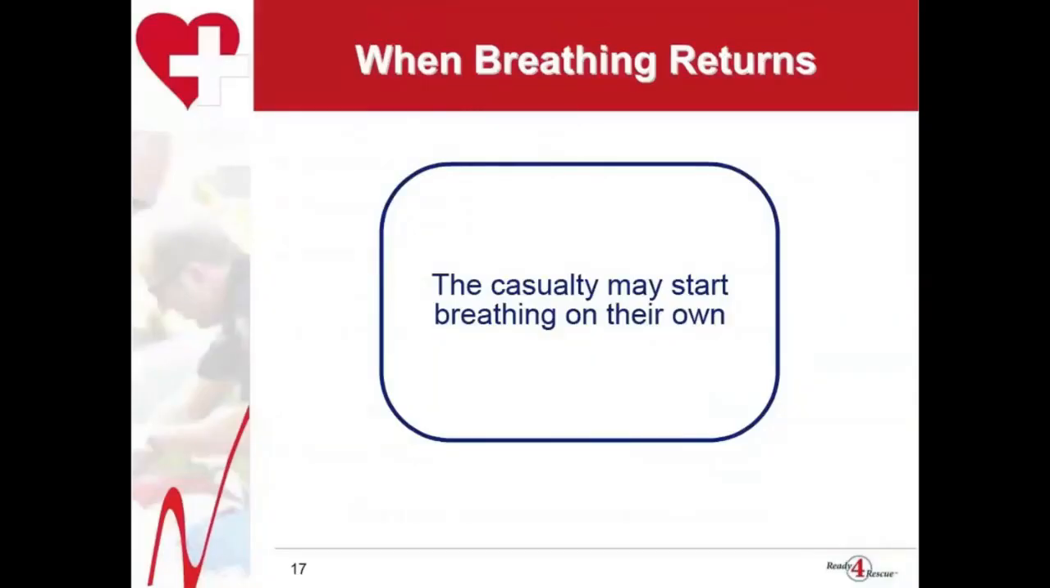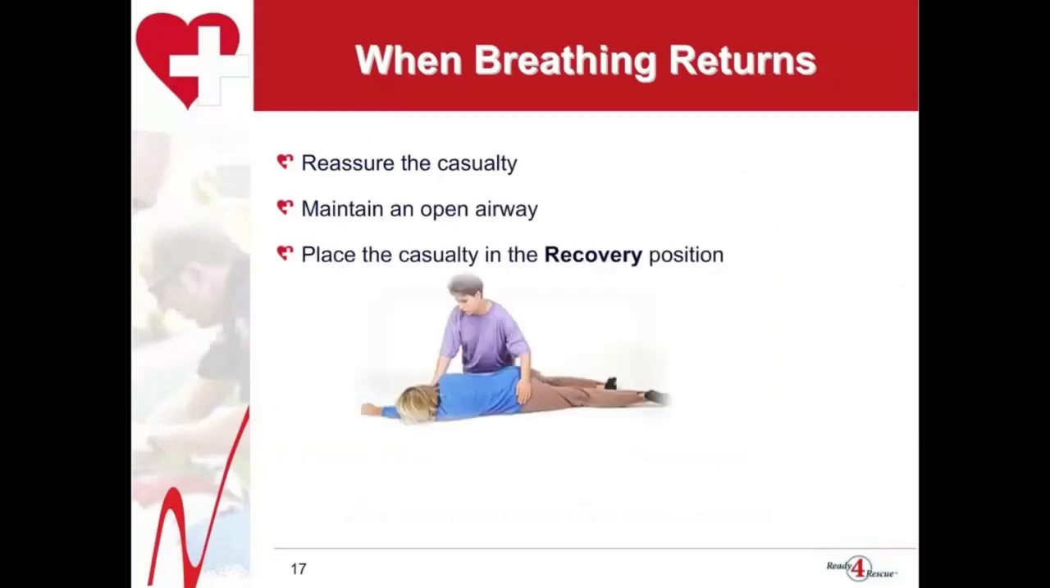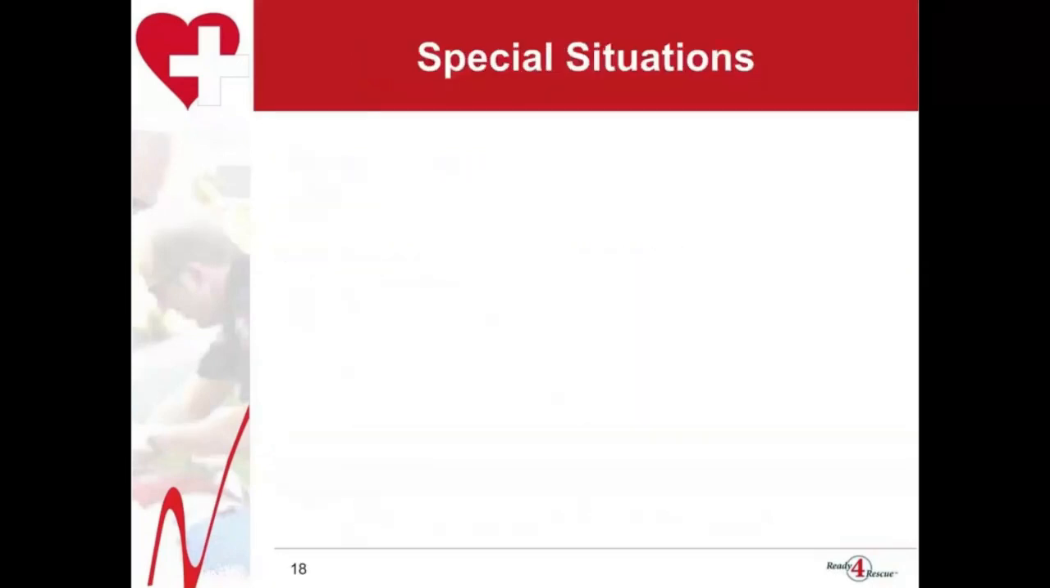If you are successful in your rescue, the casualty may start breathing on their own. Always make sure to reassure the casualty. Let them know what happened and maintain an open airway by putting them into the recovery position. Monitor the casualty until EMS arrives, but do not remove the electrodes as there is a chance the casualty may go back into cardiac arrest. You can turn off the AED.